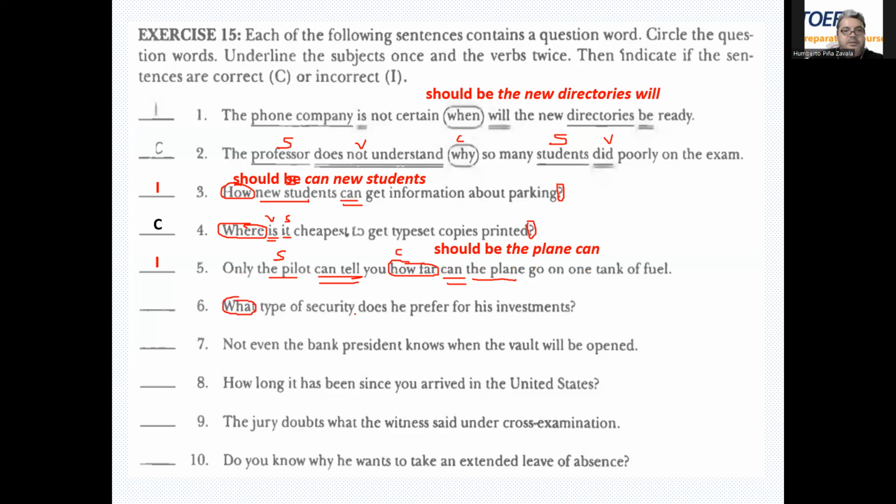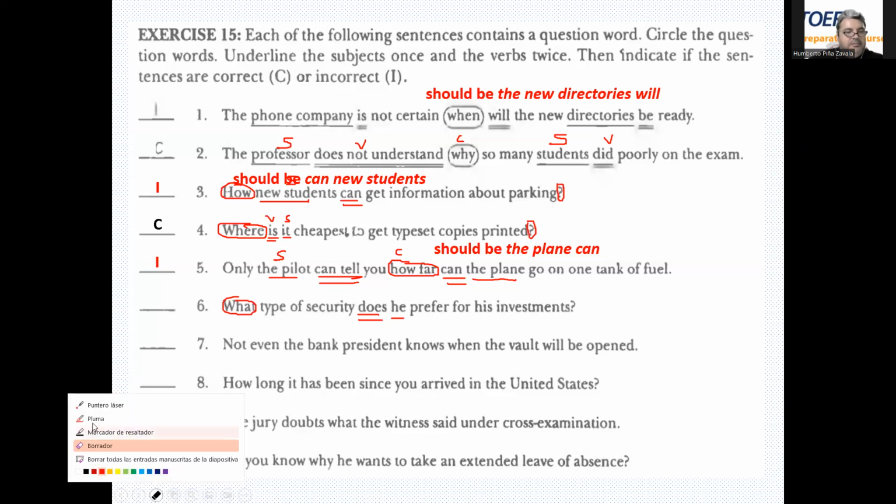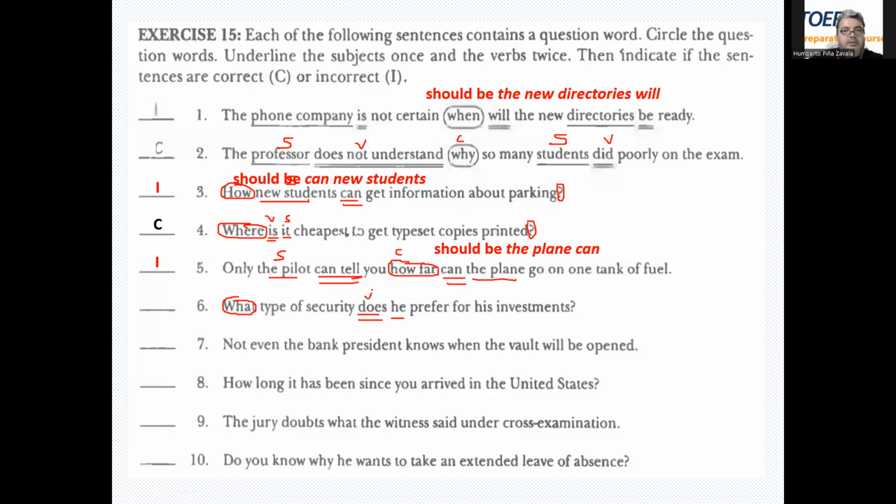What type of security does he prefer for his investment? You got the auxiliary verb. You got the subject. You got the main verb. So this is correct, right? Question.